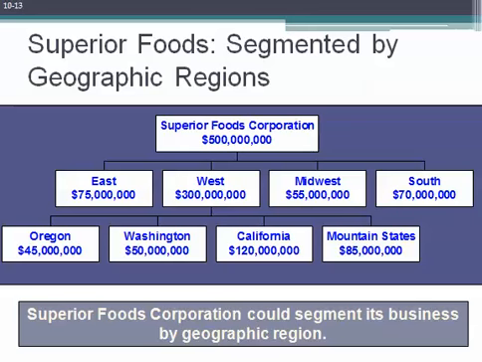This slide illustrates Superior Foods, which might segment its business by geographic region. We've got an East, West, and Midwest and Southern region. And then within each region, there's the West region. We've broken that down by states. So we could segment by geographic regions.